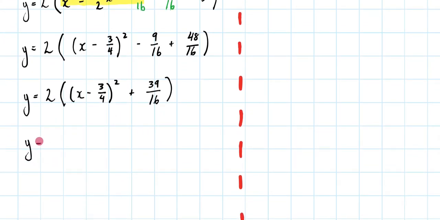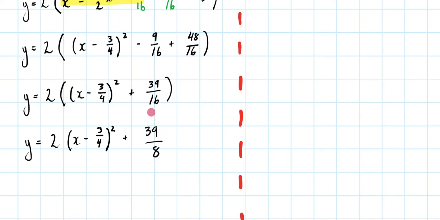So I'll have y equals 2 x minus 3 over 4 squared. And this 2 is also going to times to this. So I'm going to get 2 over 39 over 16. And hopefully you can see here, I could just divide my top and bottom by 2, so that will go away, and this will become 8. So let me just write that straight away. I'm going to get 39 over 8.